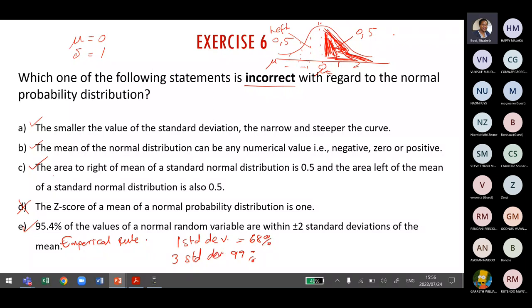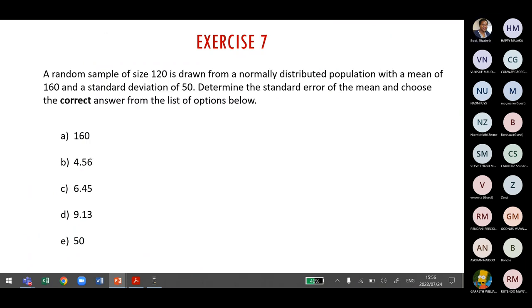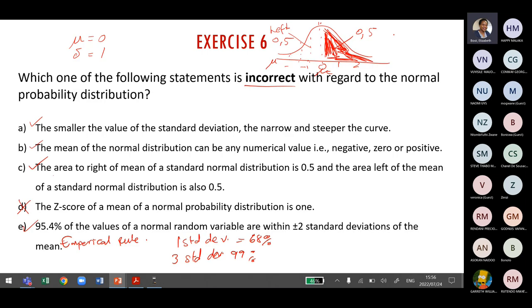From the empirical rules, you just need to remember all those things. Okay, moving on to number 7. A random sample. So far, we have dealt with normal distribution questions.